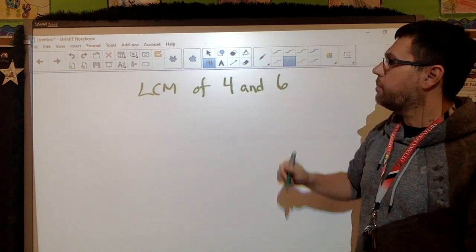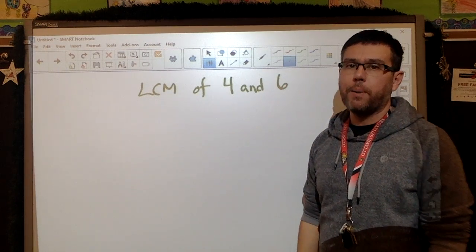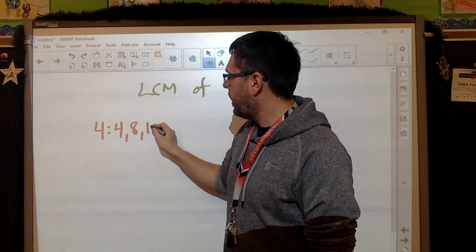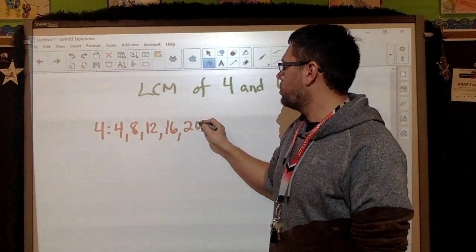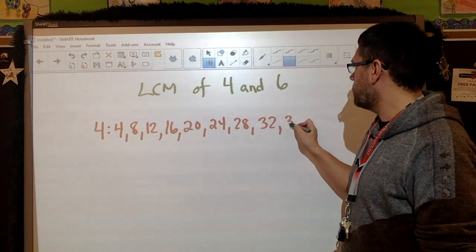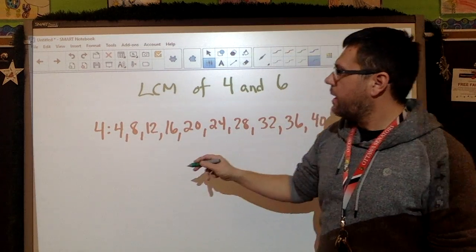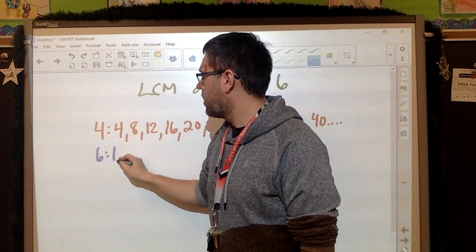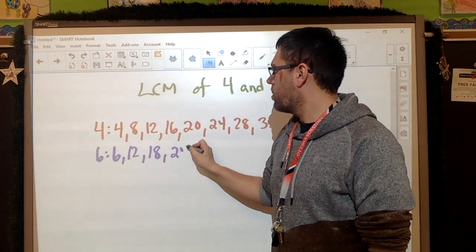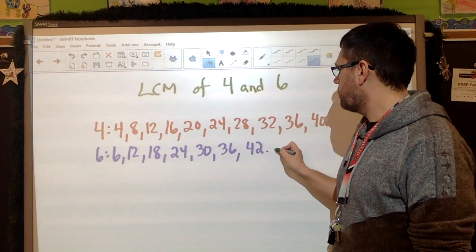Okay, so I'm finding the lowest common multiple, which means that I'm skip counting. I'm skip counting by 4s and skip counting by 6s until I get a match between the two numbers. So if I'm going to count by 4s, 4, 8, 12, 16, 20, 24, 28, 32, 36, 40, and so on. And if I'm going to skip count by 6s, 6, 12, 18, 24, 30, 36, 42, and so on.